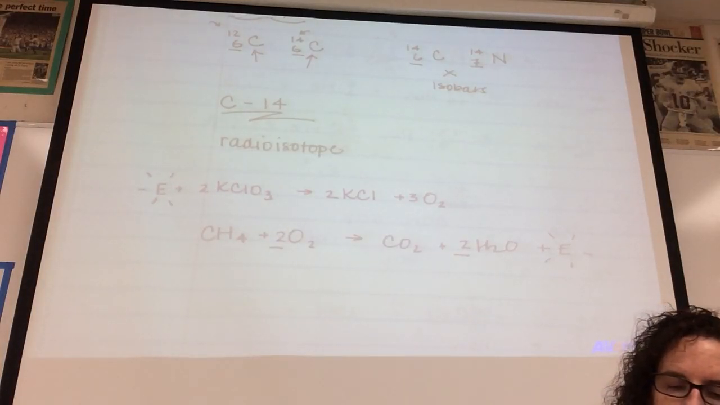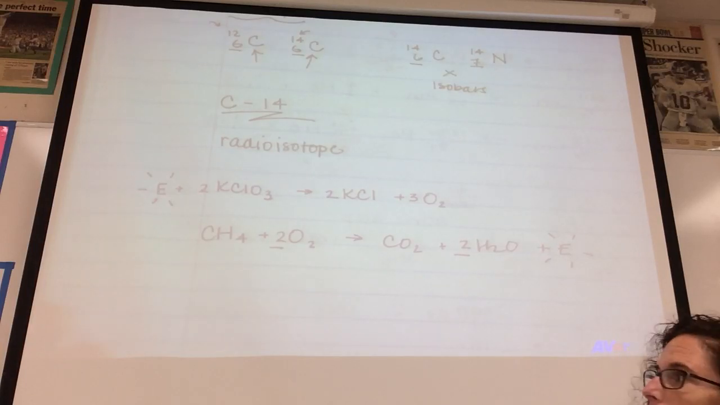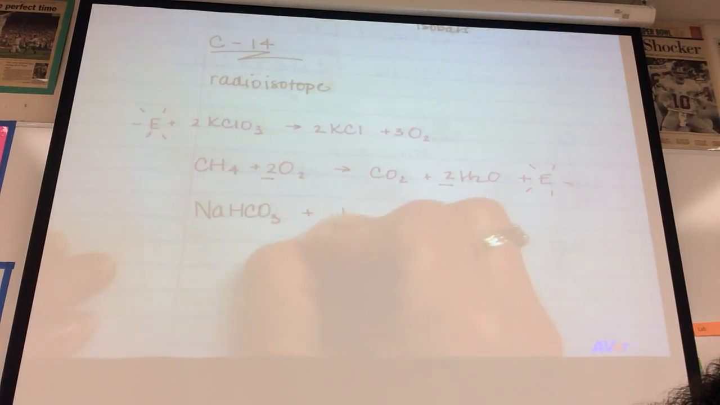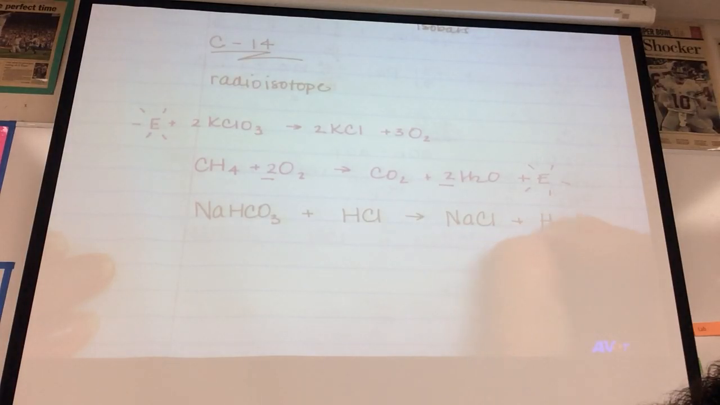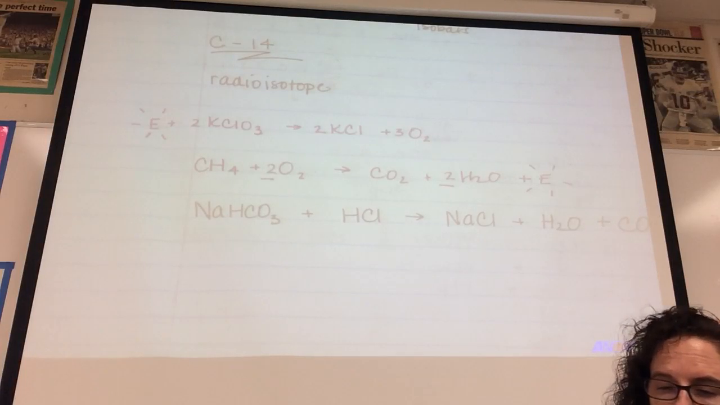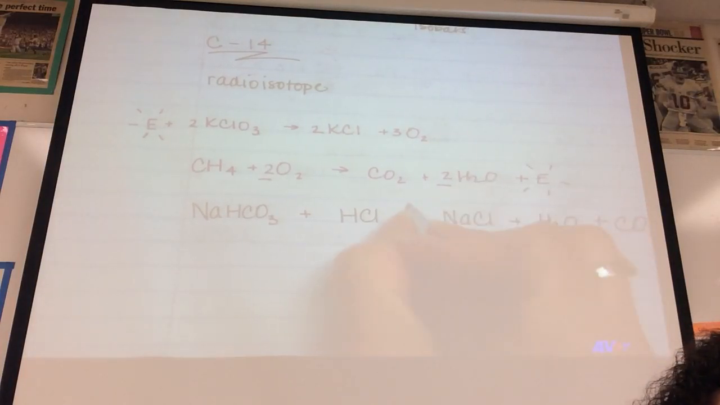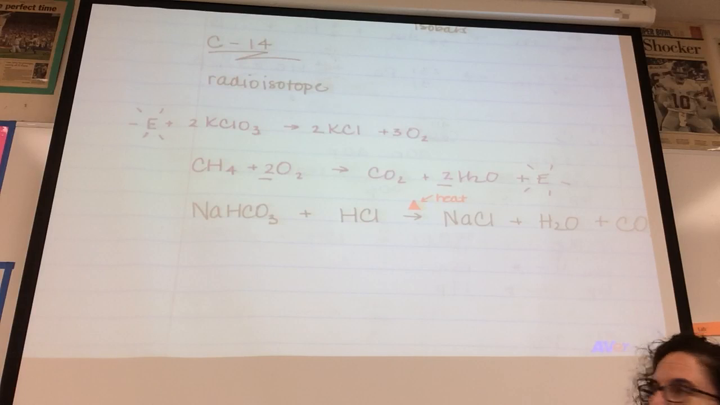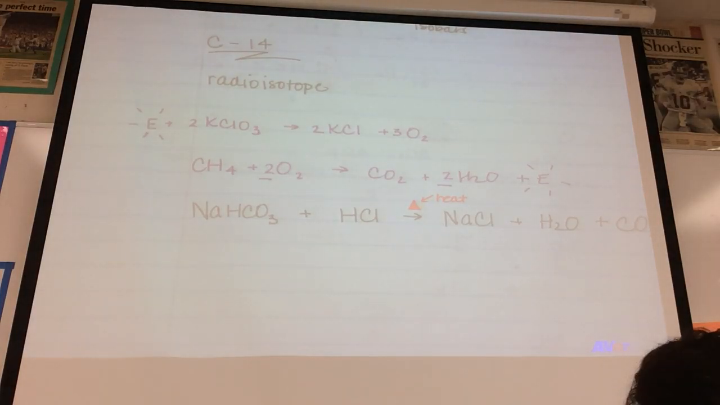Another thing you can consider is we did a lab the other day where we had sodium bicarbonate and we reacted it with hydrochloric acid. We generated sodium chloride, water, and carbon dioxide, and we heated this reaction in order to speed up the rate of the reaction, so that designates heat. And temperature is one factor that affects the rate of a chemical reaction.